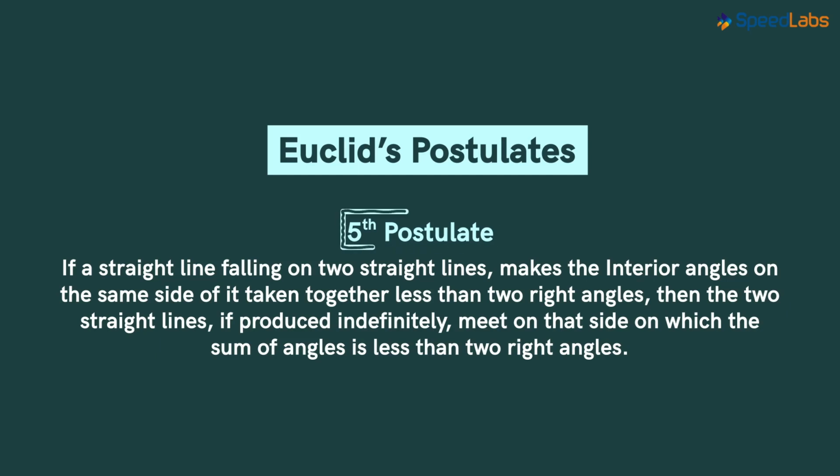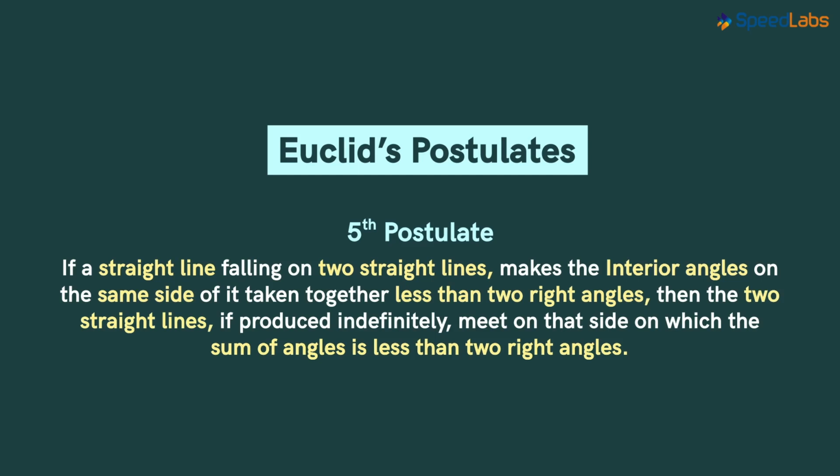The 5th postulate says that if a straight line falling on 2 straight lines makes the interior angles on the same side of it taken together less than 2 right angles, then the 2 straight lines, if produced indefinitely, meet on that side on which the sum of angles is less than 2 right angles. This postulate clearly sounds a bit complex as compared to the other 4 postulates. But we will break it down line by line to grab a good understanding.